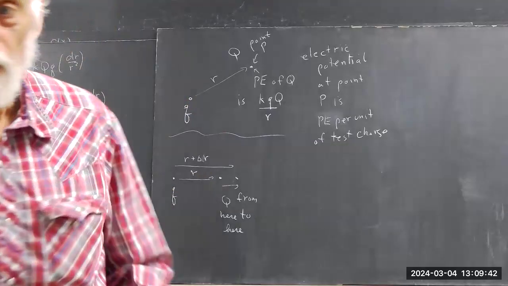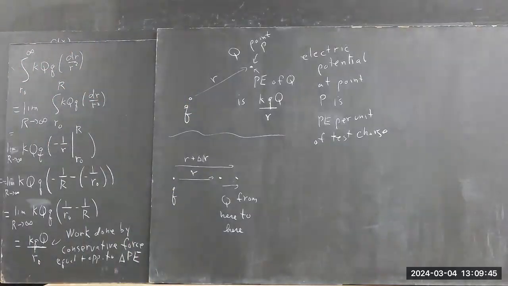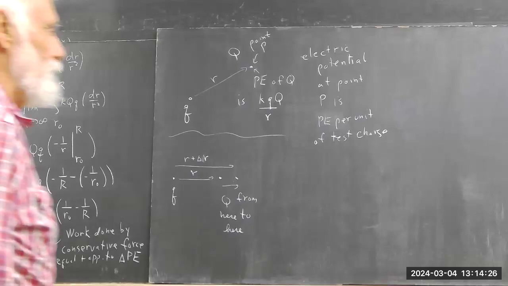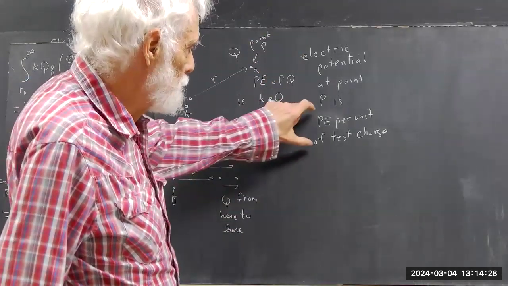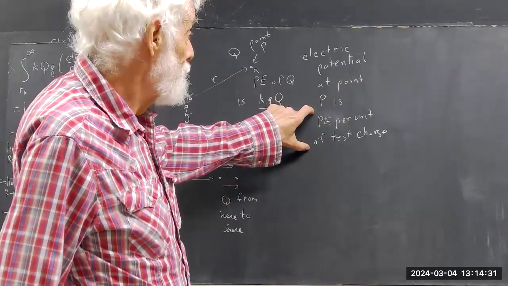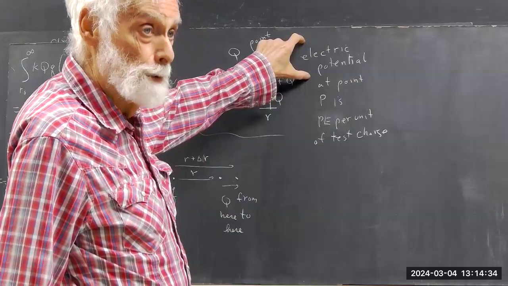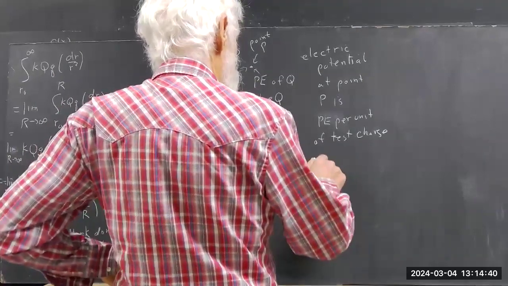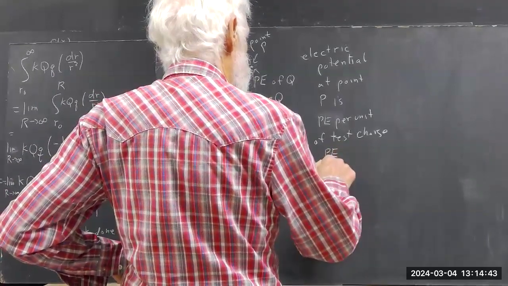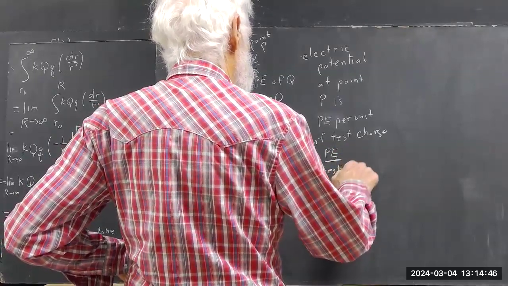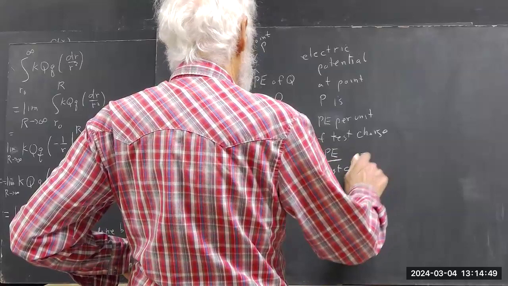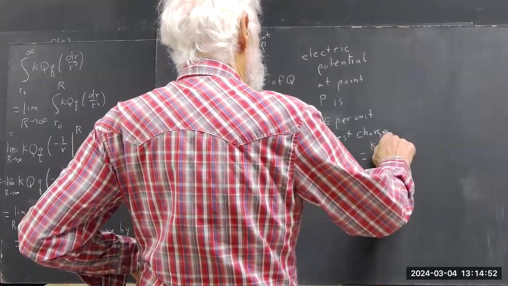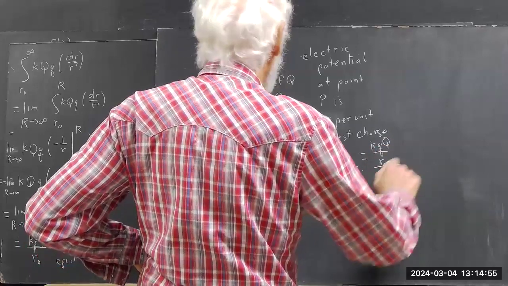Now, what's potential energy per unit of test charge? Potential energy is K little q big Q over R. Again, I keep talking about how you want to think about what things mean at every point. This is an important thing. This is what we mean by electric or electrostatic potential. Now, potential energy per unit of test charge is potential energy over test charge. K little q big Q over R.